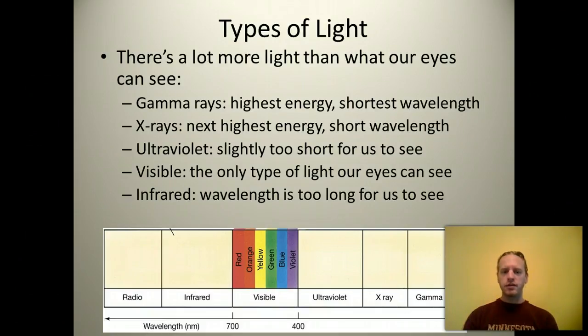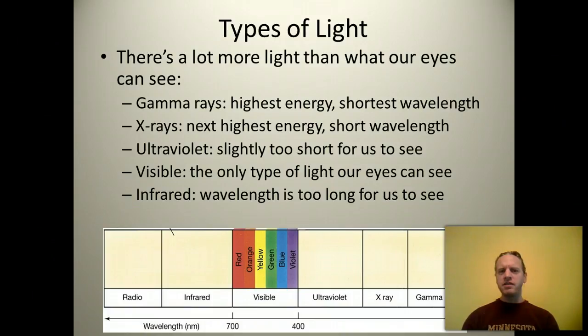So if we stretch out visible light to even longer wavelengths, then we start talking about what's called infrared light. Infrared light has just a slightly longer wavelength than what our eyes are able to see, and therefore it also has a little bit less energy. This is the exact type of light that is dealt with in the greenhouse effect.